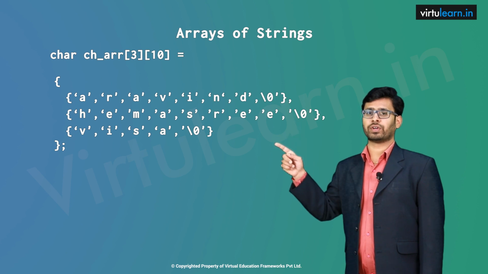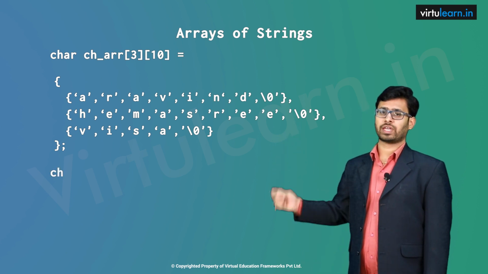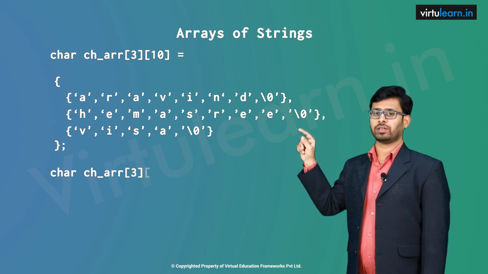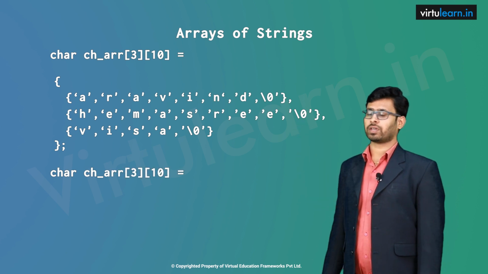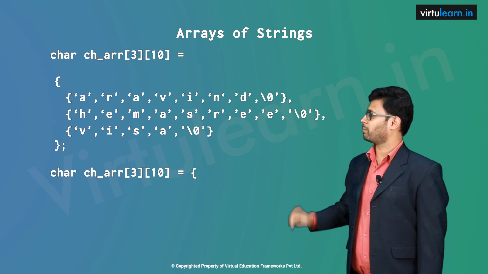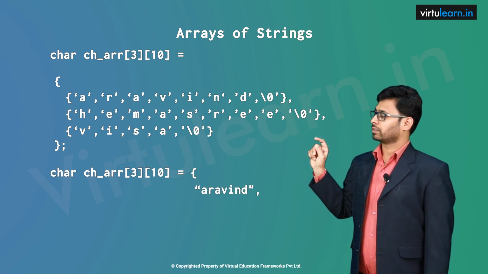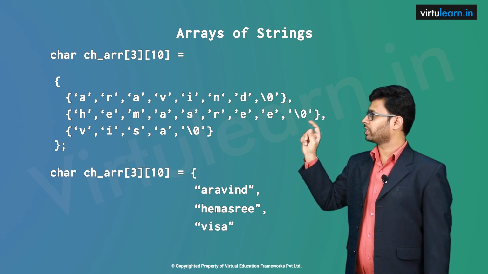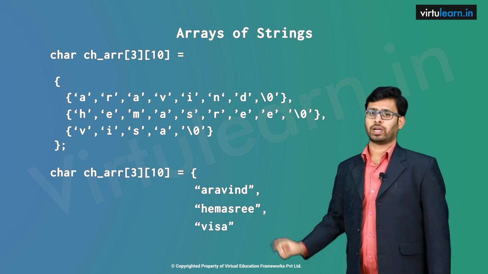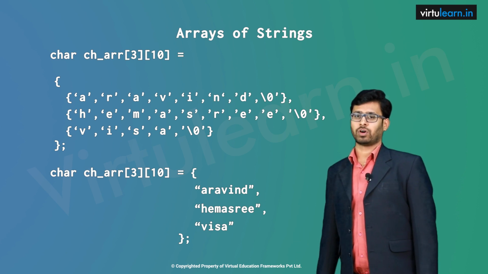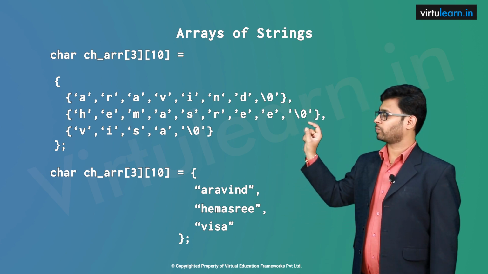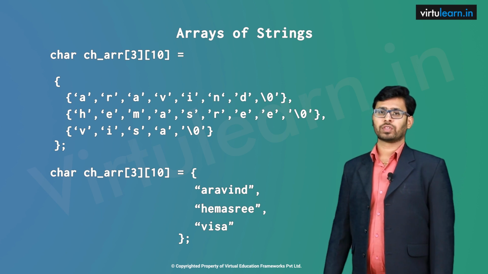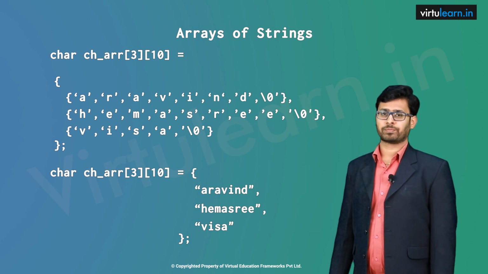This can also be represented in another way, that is char ch_array[3][10] equal to, within the curly brace, I can directly write the names within the inverted commas, that is "Aravind", comma, "Hemastri", comma, "Visa". All these individual names should be written in the inverted commas, and close it with a curly brace followed by a semicolon. So this is how we represent the array of strings.